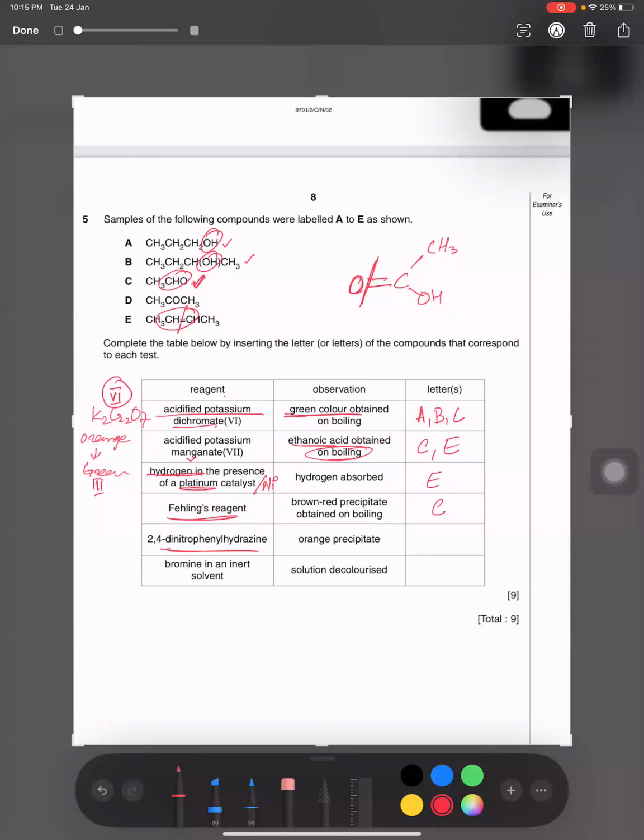Then 2,4-dinitrophenylhydrazine, DNPH. DNPH is applicable for both the compounds that have a carbonyl group, C double bond O, ketone or aldehyde. It can be useful for both. So it should be C and D. They both are carbonyl compounds. Then bromine in an inert solvent, that is, only bromine. So only bromine can react with an alkene. So it should be E only.